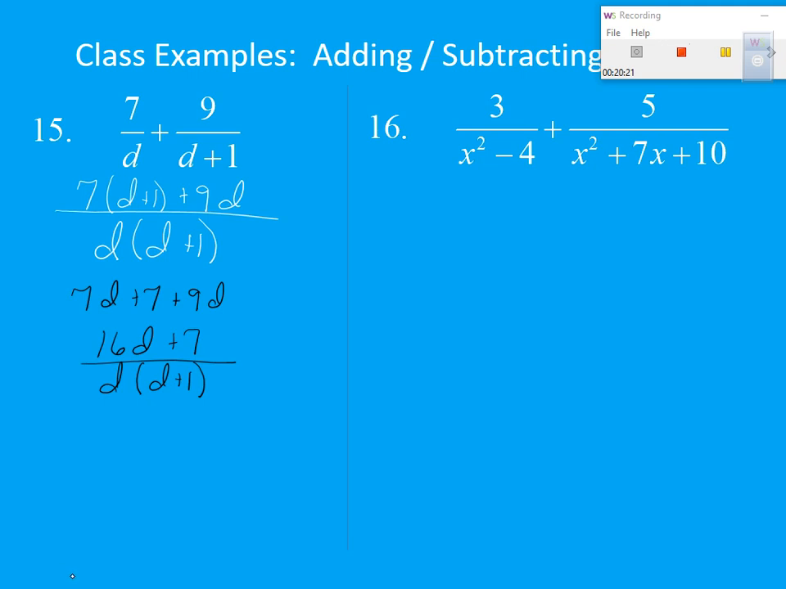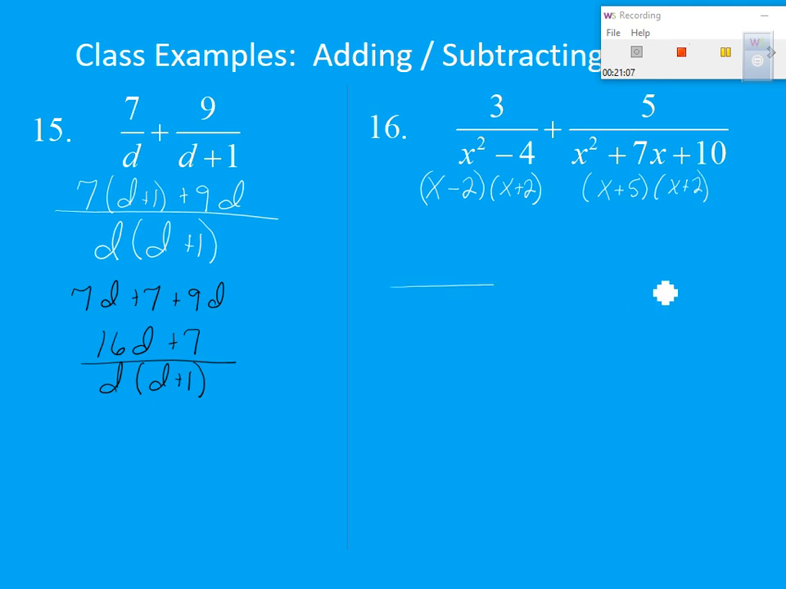On number 16, guys, my common denominator is not x squared minus 4 times x squared plus 7x plus 10. They have something in common, so I only need it once, not twice. So here's what we've got to do. I need to factor the x squared minus 4 into x plus 2 and x minus 2. It's a difference of squares. I need to factor the x squared plus 7x plus 10 into x plus 5 and x plus 2.